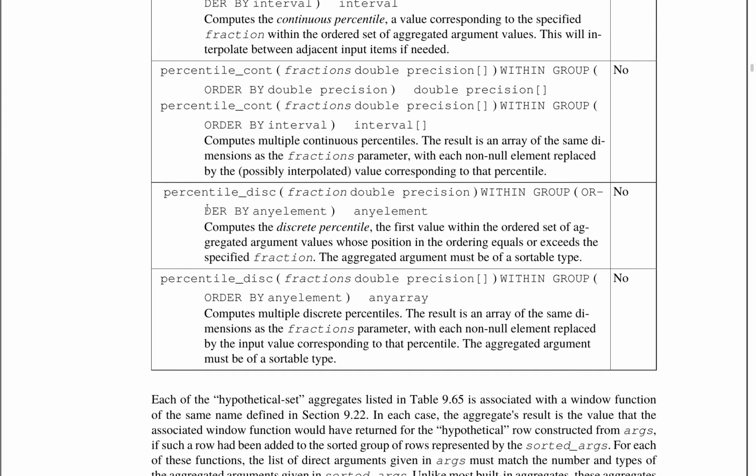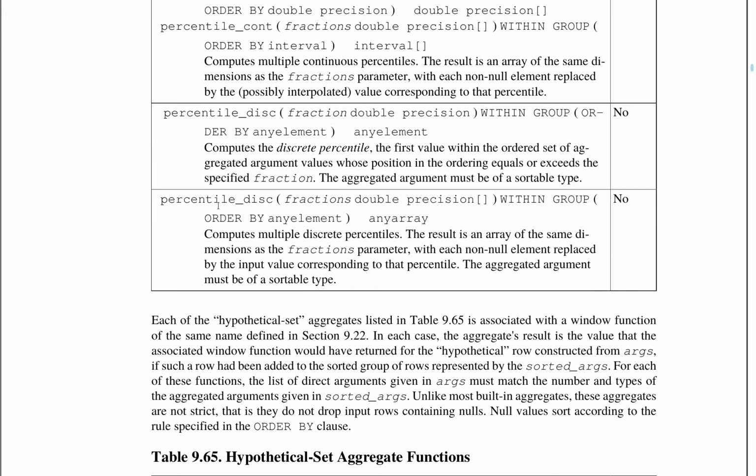Then we have percentile_disc, which takes a fraction of double precision type and returns an element. Computes the discrete percentile, the first value within the ordered set of aggregated argument values, whose position in the ordering equals or exceeds the specified fraction. The aggregated argument must be of a sortable type.